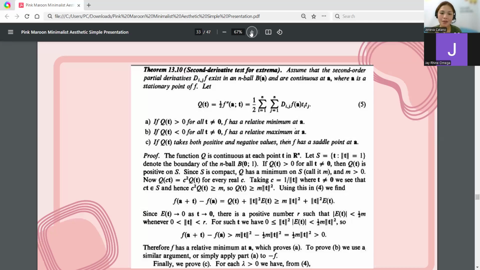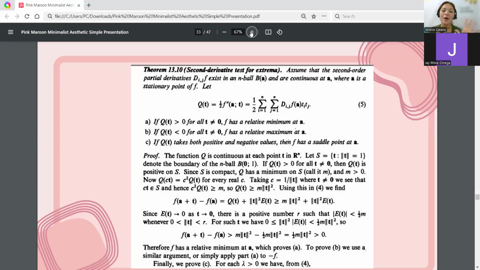Now, Q of ct is equal to c squared Q of t for every real c. So taking c equal to this one, and reading all of this, therefore f has a relative minimum at a, which proves a. To prove b, we use a similar argument or simply apply part a to minus f.